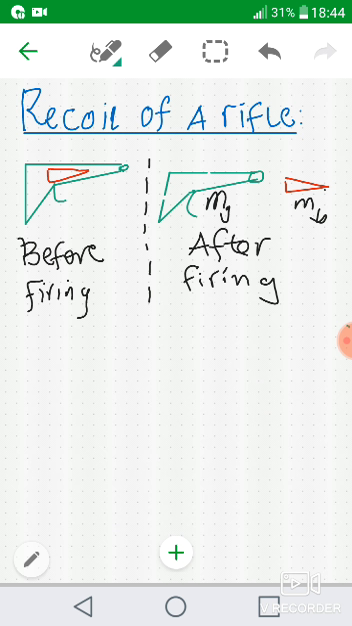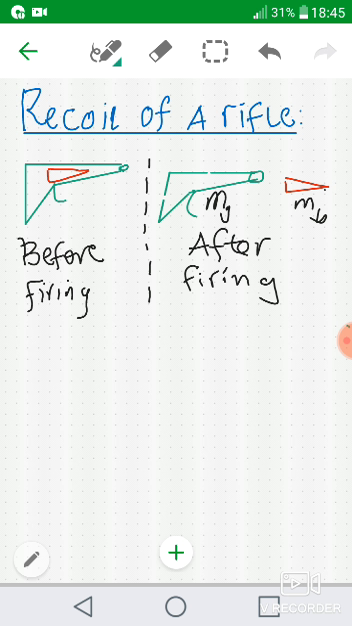Then what's meant by recoil? First of all, recoil can be defined as the backward jerk of a gun when a bullet is fired from that gun. Now our aim today, our major objective, is to find the recoil velocity of a rifle or a gun. The recoil velocity is the backward velocity possessed by a gun when it's fired. To find that recoil velocity, we have to conserve momentum for this case.